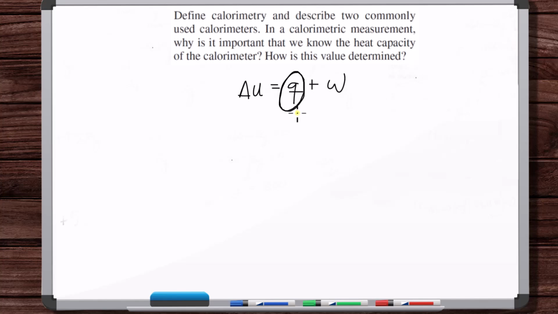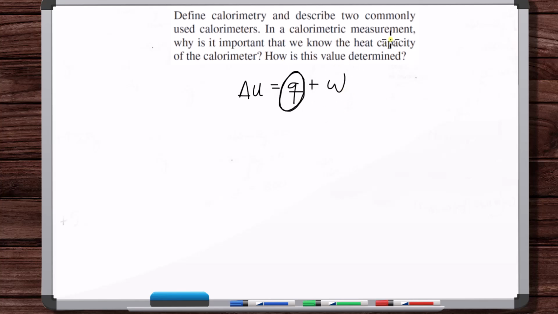That's what calorimetry is. But you can notice that for the two commonly used calorimeters, the constant volume calorimeter, as we know, the change in heat is equal to delta U because there's no PV work. And in a constant pressure calorimeter, the change in heat is equal to delta H, which is delta U plus PV, the internal energy plus PV, right? The change in enthalpy incorporates the pressure volume work.